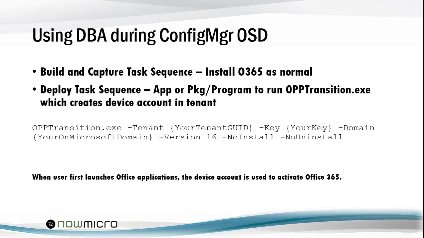However, on the deploy side, in your deploy task sequence, you're going to want an extra step that uses the OPP transition executable to set the device up for device activation. When you run this command, it is going to take that specific device, contact your tenant, and provision a device account. That's why that can't be in your reference image. Once we've run this command, and a user first launches one of the Office applications, instead of the end user being prompted for their credentials to activate against your tenant, the device is going to automatically reach out to Office 365 and do activation at that point.